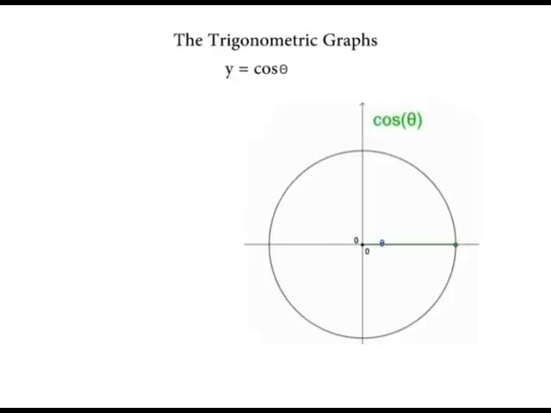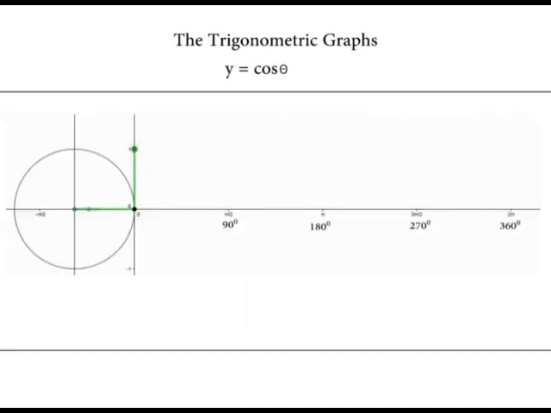Now for y is equal to cos theta. In the unit circle, cos is the x-coordinate of a point on the unit circle. Watch that the green line tells us how the cosine is changing in the 4 quadrants as theta changes. With that, we can draw the graph.